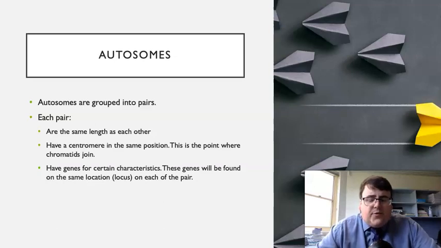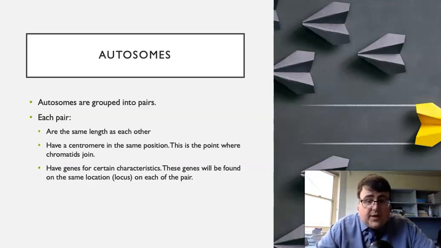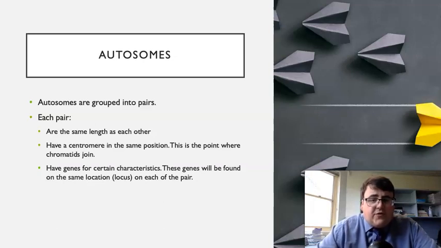Talking about those a little bit more individually, let's start with autosomes. Autosomes are grouped into pairs. Each pair will be the same length as each other. They have a centromere in the same position. We'll draw this on the board in class. That centromere is the point where the chromatids join. They will have a gene for a certain characteristic, and that gene will always be found in the same location on each of the chromosomes in that pair.